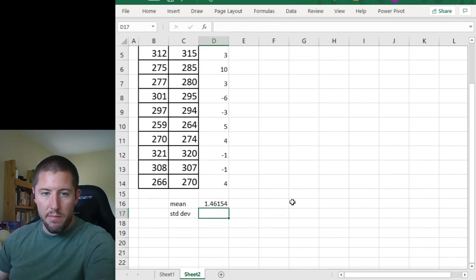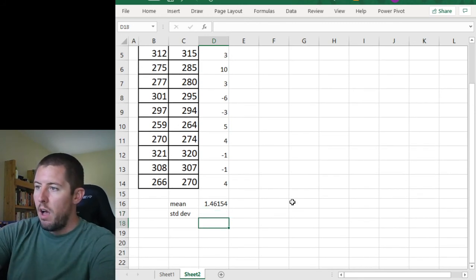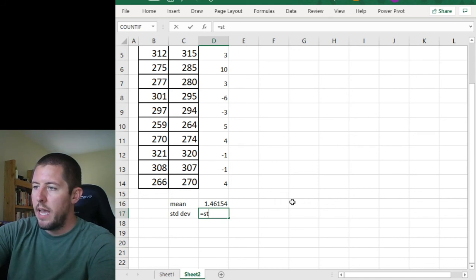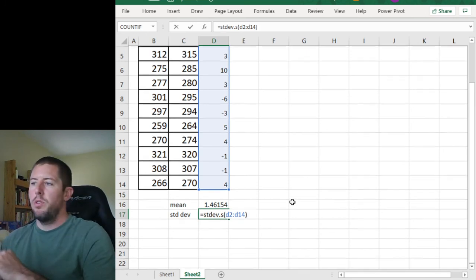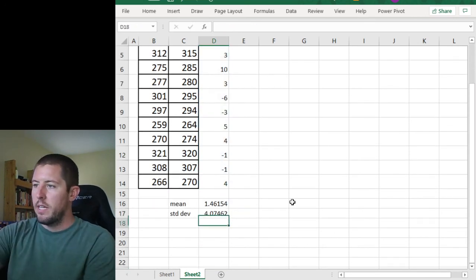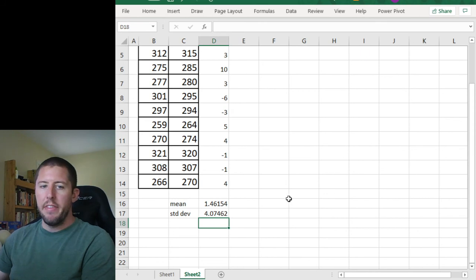There's that same 1.46 that you saw in Desmos. I can also go ahead and do here equals standard deviation. And I am remembering I want the standard deviation of the sample, so I've got to do dot S. And again, I'm going to do D2 through D12, or D14, sorry. D2 through D14. And that's going to tell me that same 4.07 that we saw in Desmos as well right there. So it looks like these are in total agreement with what we saw in Desmos.